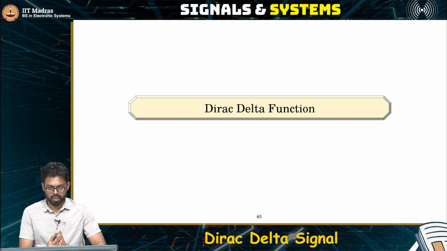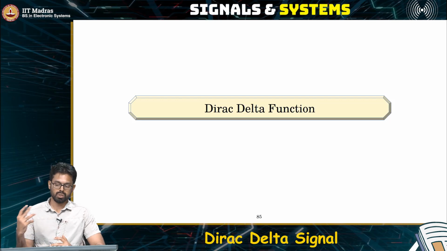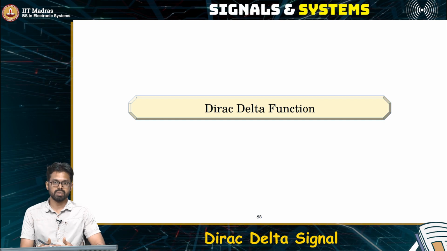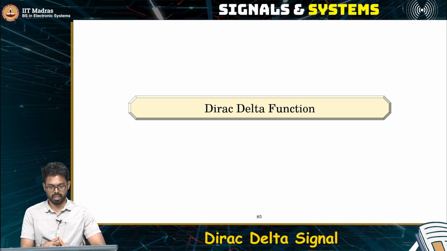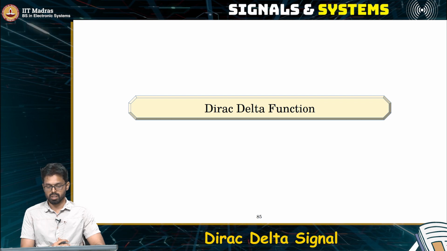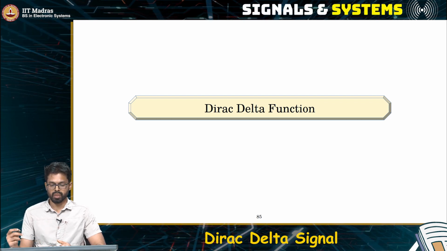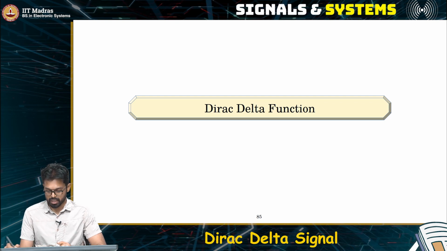So we saw the properties of signals, different kinds of standard signals, and how to manipulate signals. We'll end the discussion of signals with one important kind of signal. This signal is what we call the Dirac delta function.